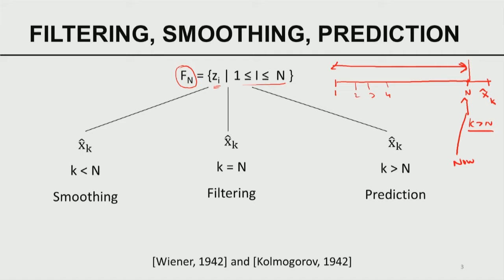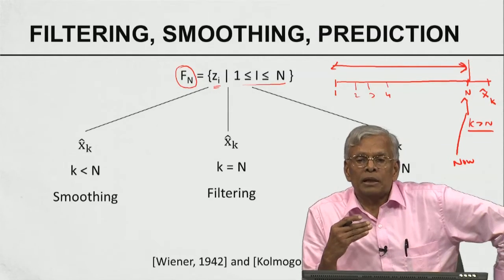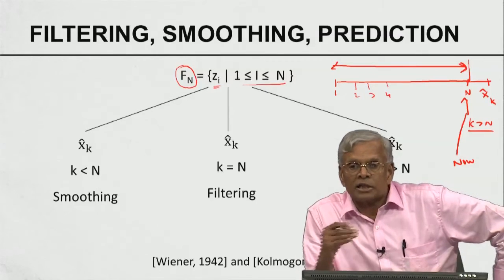If k greater than n means it is the future. So given all the information up to now, trying to estimate the state of a system at a time in the future, that is the prediction problem. That is the definition of prediction or forecasting. Knowing what I know today, what will be the price of an IBM stock tomorrow? That is a prediction. Knowing what I know today, what will be the temperature distribution in early spring in North America? That is a prediction problem.